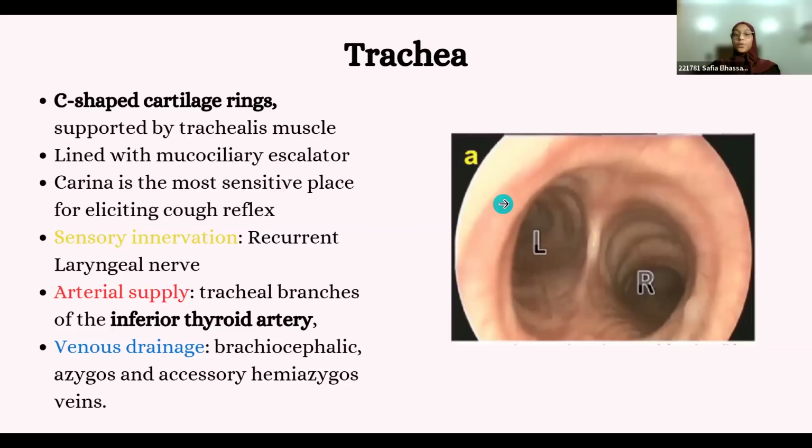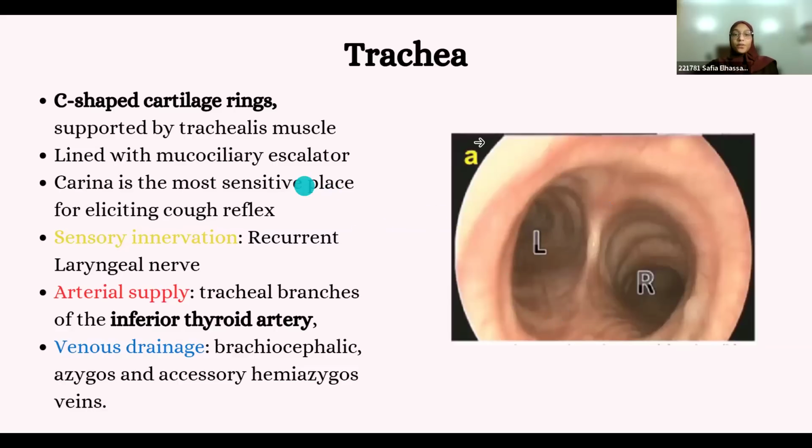So it's lined with the mucociliary escalator. That's something that we're going to discuss a little bit more when we talk about the histology of the trachea. But for now, just to give you guys an idea, the function of the mucociliary escalator is basically to trap pathogens and dirt and debris and move it out of the way to prevent any infections.